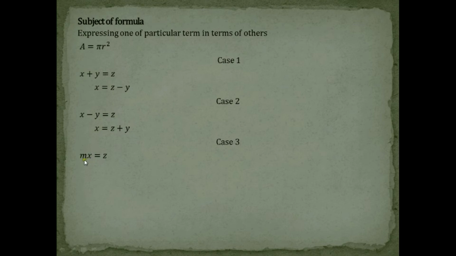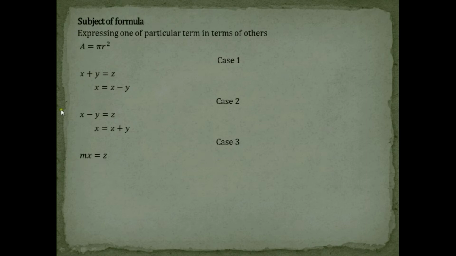Tell me. Yeah, you got it. mx means m times x. Remember, therefore, it means that the sign in between m and x is times, the multiplication sign. So what is the opposite of multiplication?